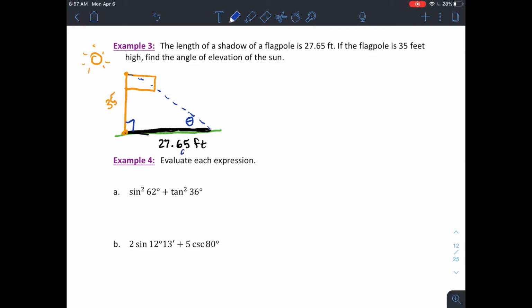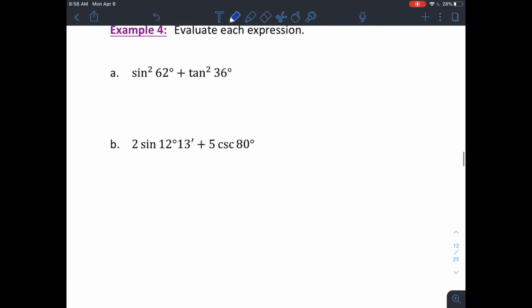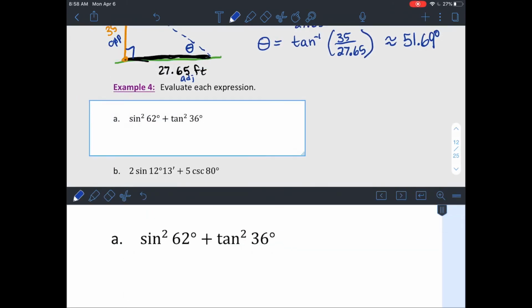I need that angle. I have my adjacent side. I have my opposite side. So the trig function that relates those is tangent. If I do tangent of that angle, I'd have my opposite side length of 35 over my adjacent side length of 27.65. So I want the angle that has that tangent value. Let's do inverse tangent or arctangent of 35 over 27.65 in your calculator, and you should get an angle of 51.69 degrees.